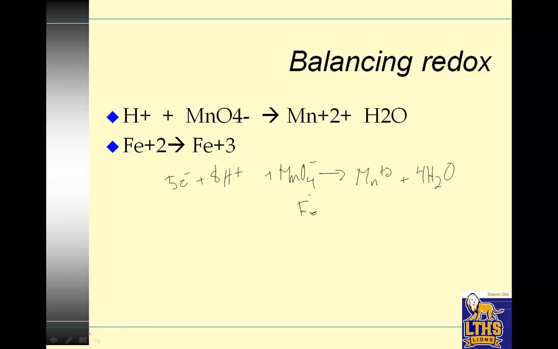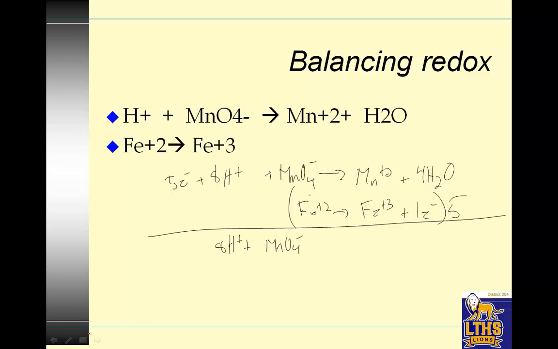So I need to add 5 electrons over here. And if I have Fe plus 2 yields Fe plus 3, that would be plus 1 electron. I have to multiply the bottom by 5 to balance the charge. So then I would get 8 H positives plus MnO4 negative plus 5 Fe plus 2s yields Mn plus 2 plus 4 H2O plus 5 Fe plus 3s.